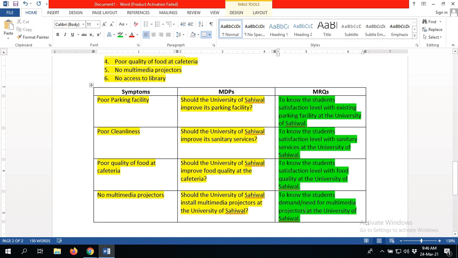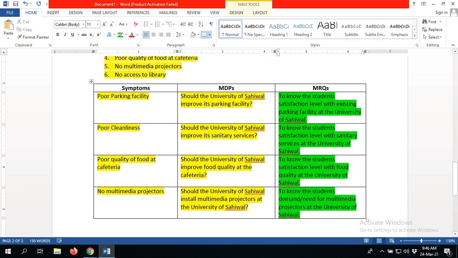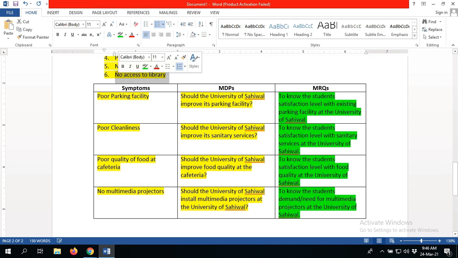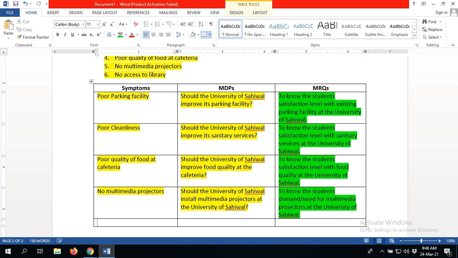So if we had this need, if we collect the data from most of the students, and then we find that most of the students are demanding and have need for multimedia projectors, then it means the university has to seriously think about and install multimedia projectors in their classrooms. We have, say, a student claim that we do not have access to the library.